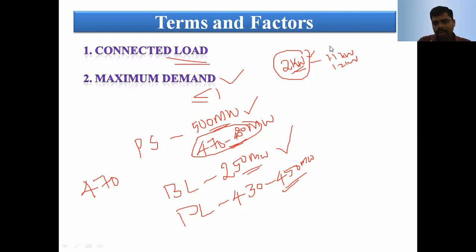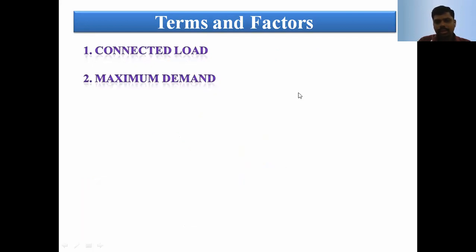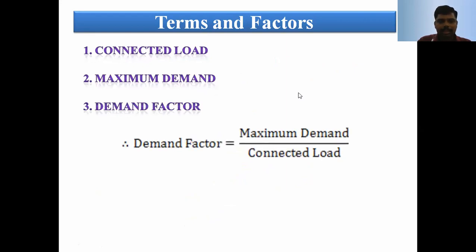Based upon the time and the season, it should be varying. This is nothing but the maximum demand. And the demand factor is defined as the ratio of maximum demand on the power plant to the connected load. This is nothing but the demand factor.